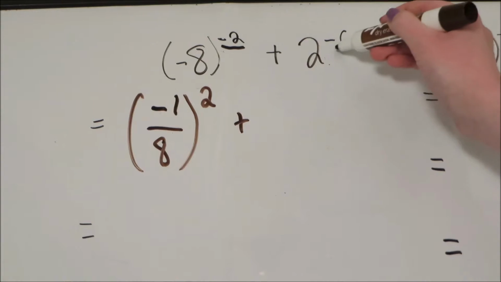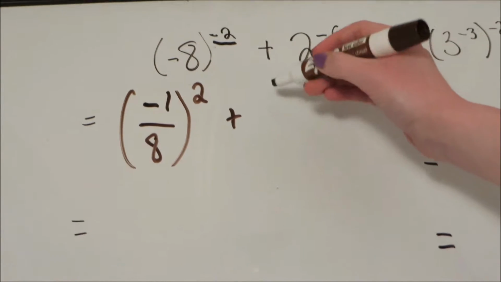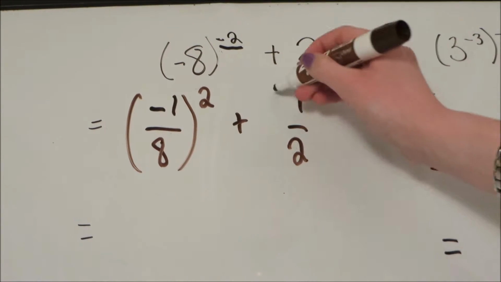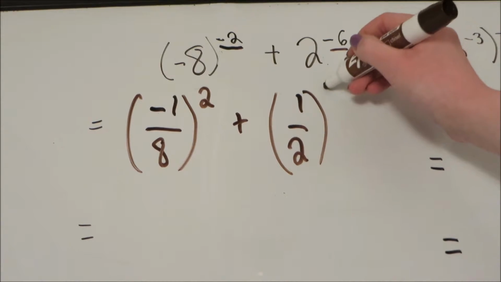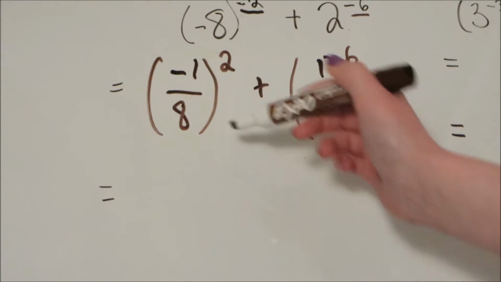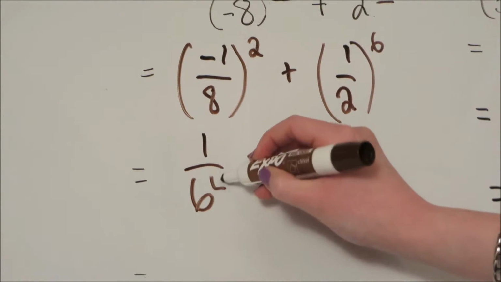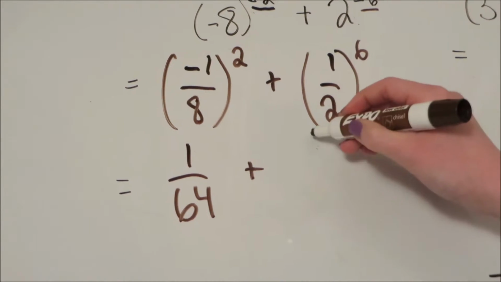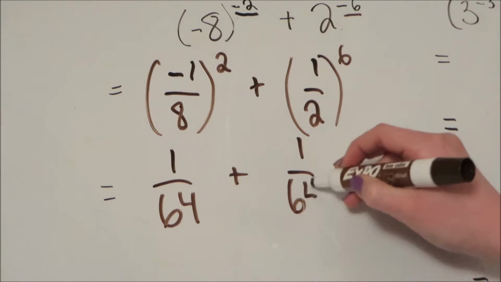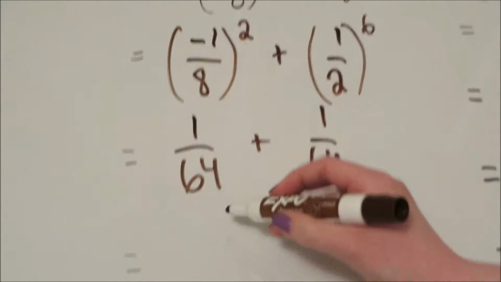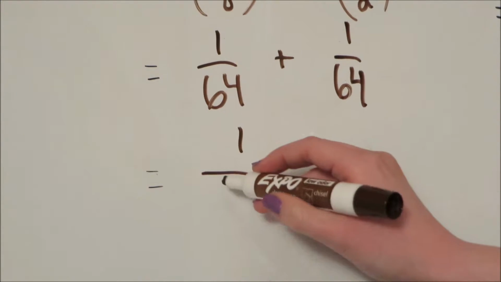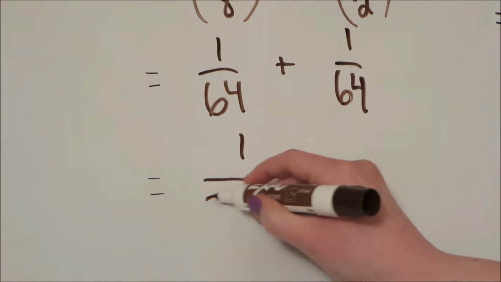Plus, and you're going to do the same thing with this one because we don't want that negative, 1 over 2 to the power of now positive 6. Then you evaluate it. This will become 1 over 64 plus, and this will become also 1 over 64. And then you evaluate that, and it will become 1 over 32.